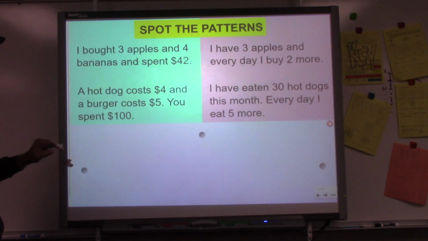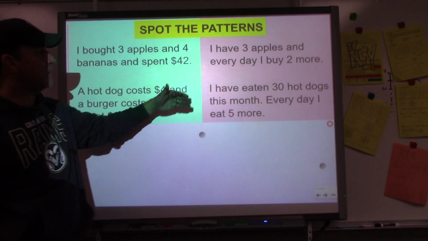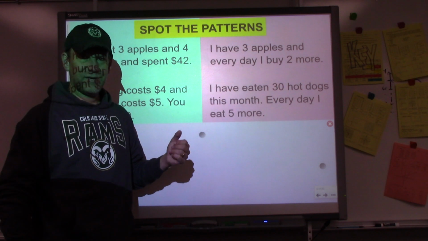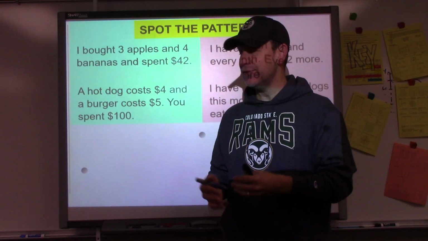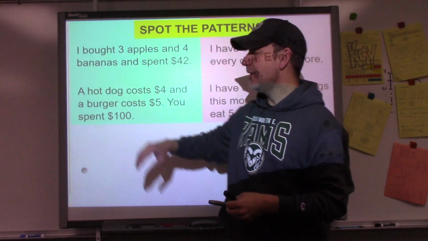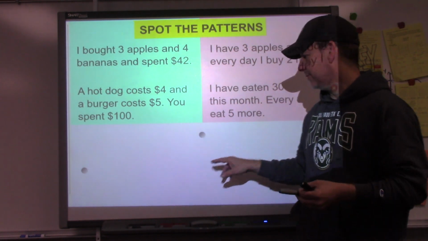Two more situations. A hot dog costs $4 and a burger costs $5. You spent $100. I have eaten 30 hot dogs this month. Every day I eat 5 more. Patterns should be emerging. You should be looking at these two things and saying to yourself, why did Mr. C in France put these 2 stories here and put these 2 stories here? What are the similarities? What are the differences?